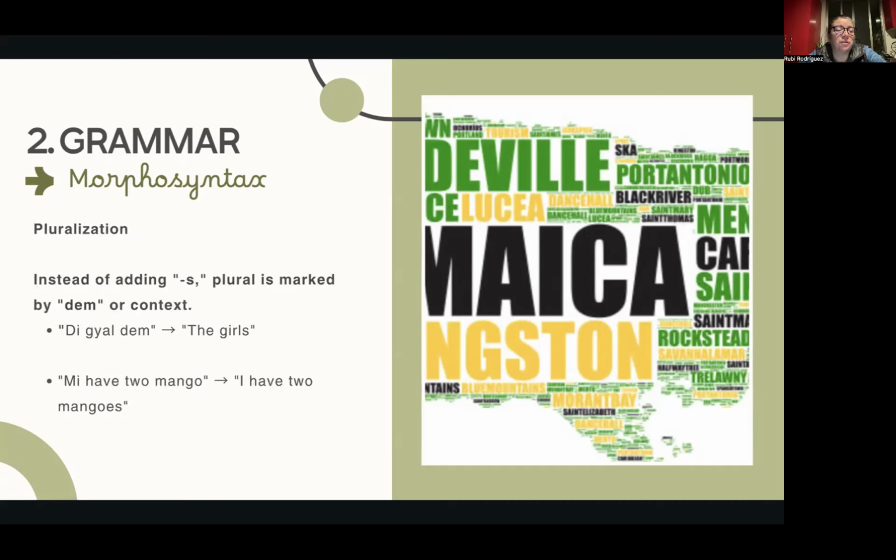And for pluralization, instead of adding s, plural is marked by "dem" or by context. For example, "the girls" sounds like "the girl dem," and "I have two mangoes" sounds like "mi have two mango."